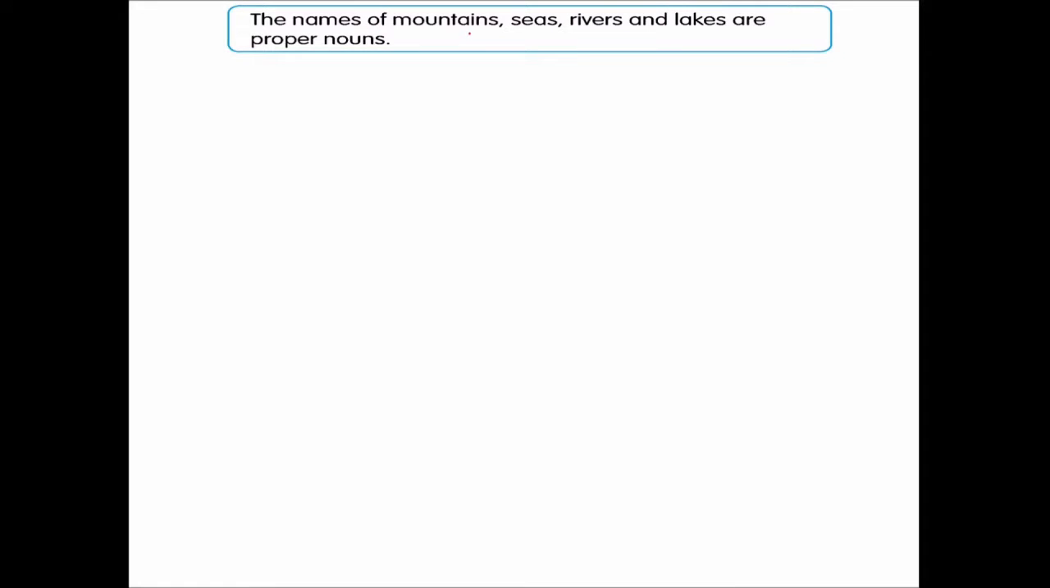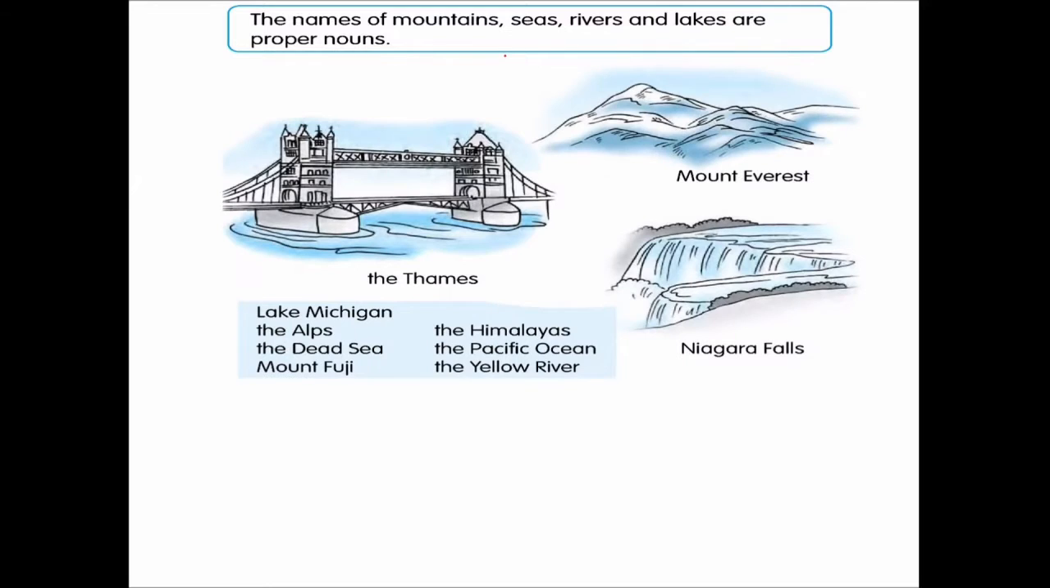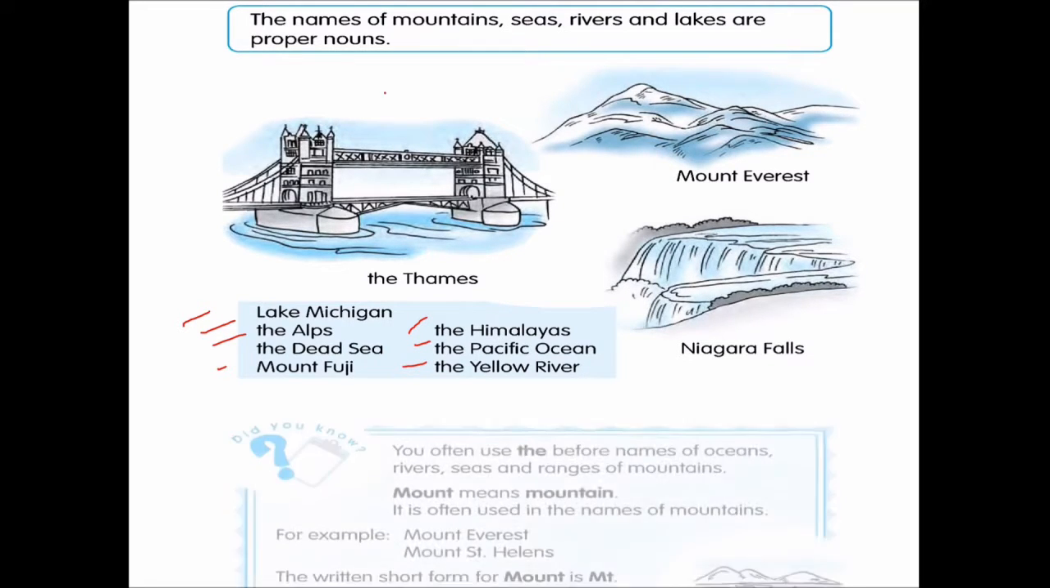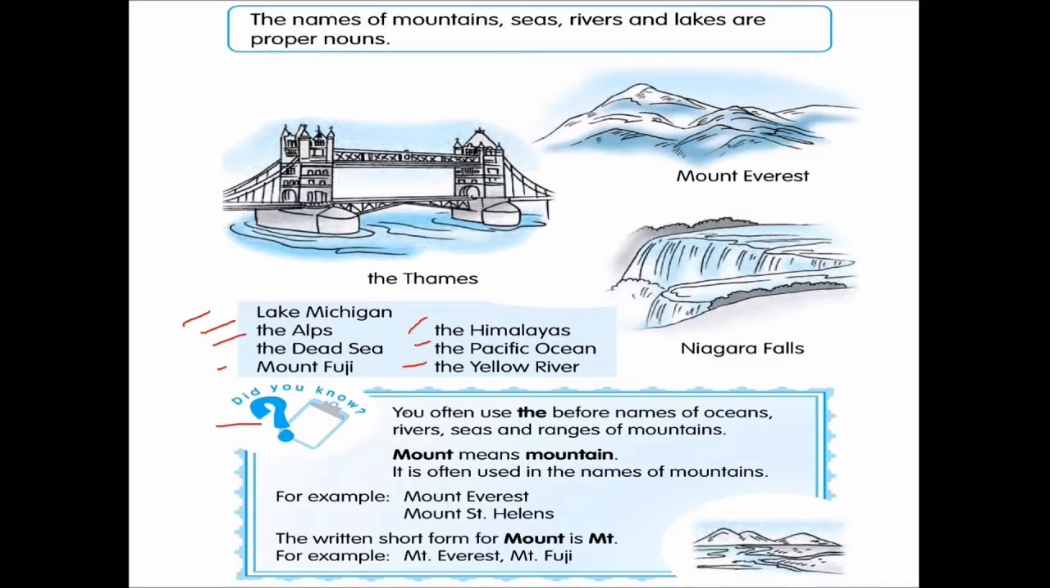Then the names of mountains, seas, rivers, lakes, they are also proper nouns. Proper nouns means the proper places, not just any mountain. Mount Everest is a mountain, but Mount Everest is a proper noun. And mountain is a common noun. The Thames, Lake Michigan, the Alps, the Red Sea, Mount Fuji, the Himalayas, the Pacific Ocean, the Yellow River, all these are proper nouns. And just to know, you often use the before the names of oceans, rivers, seas, and ranges of mountains.